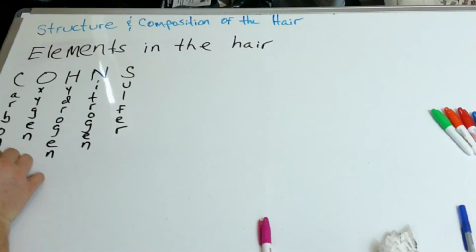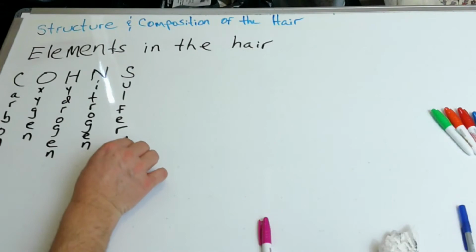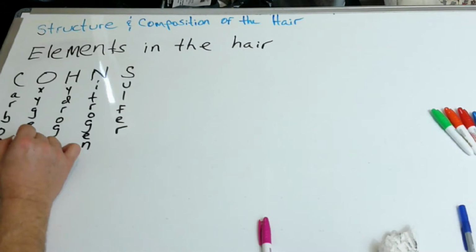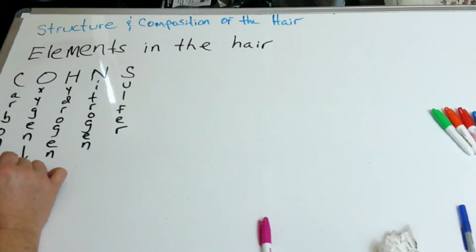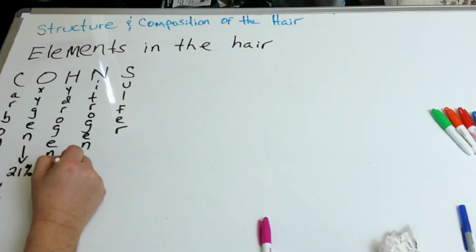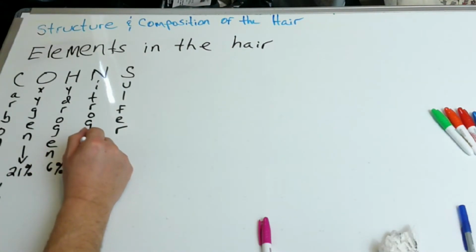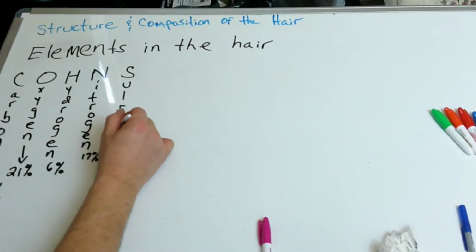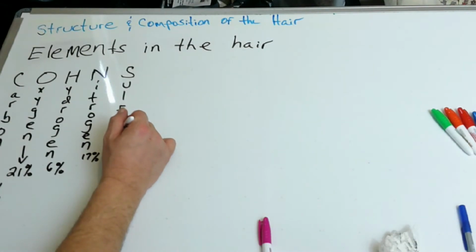Now each of these add up to being 100% of the hair. Carbon is at 51%, whereas oxygen is 21%. Hydrogen is at 6%, and nitrogen is only at 17%, and the smallest amount of the elements is sulfur, coming in at 5%.